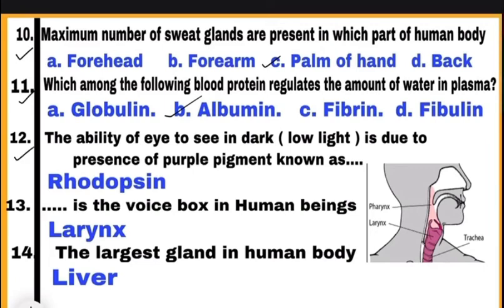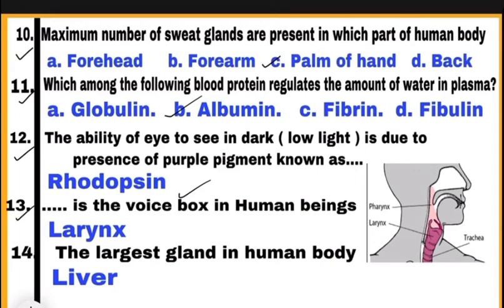Question number 12. The ability of the eye to see in the dark, meaning in low light, is due to the presence of a purple pigment. This pigment is known as rhodopsin. It is found in the rods of the retina and helps the eye to see in dim light.